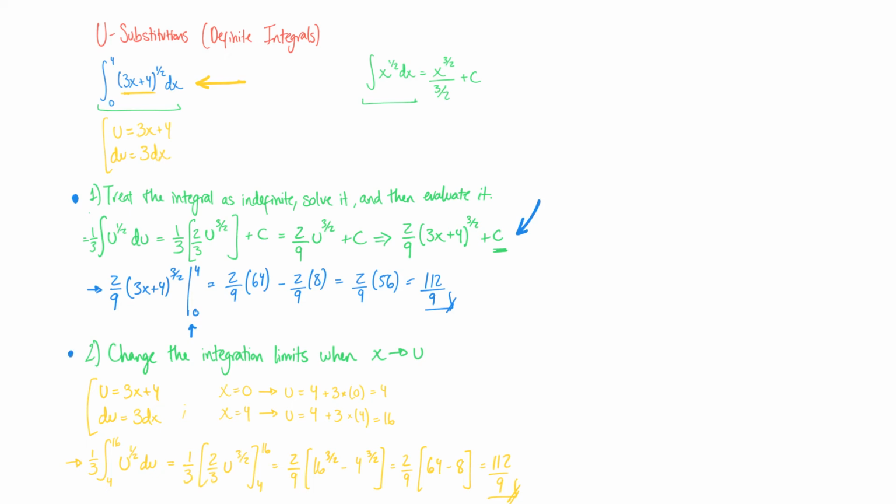The second option is, since I'm already changing all the x's to u's, I might as well change the integration limits as well. So following this rule, if I was going from x equals 0 to x equals 4, x equals 0 means what in terms of u, which is what I did here. What about x equals 4? What I did here. And then you substitute everything. So now you come up with a new definite integral that is completely in terms of u.